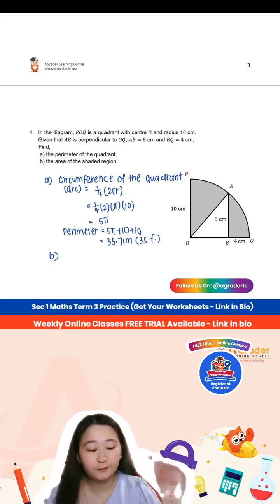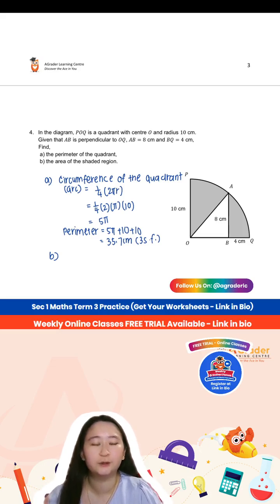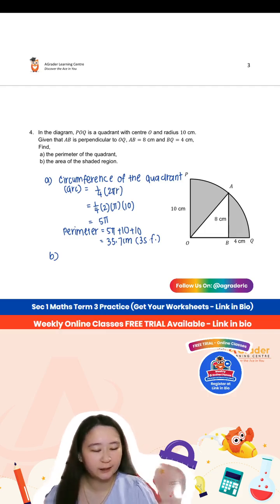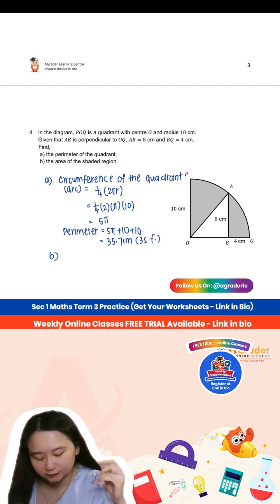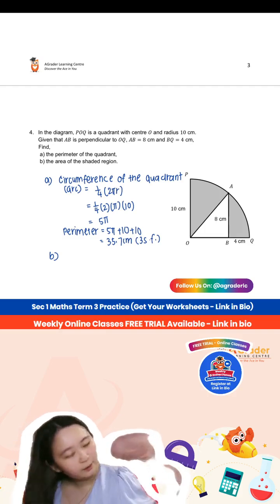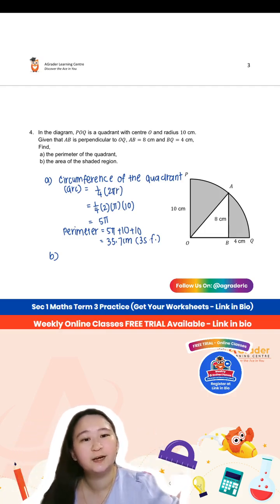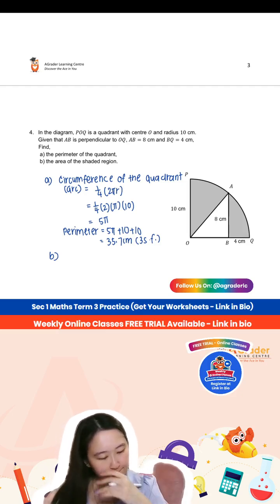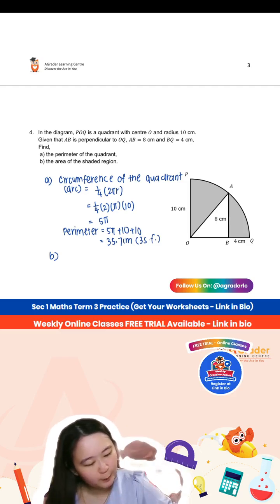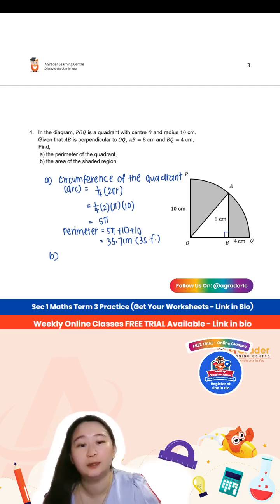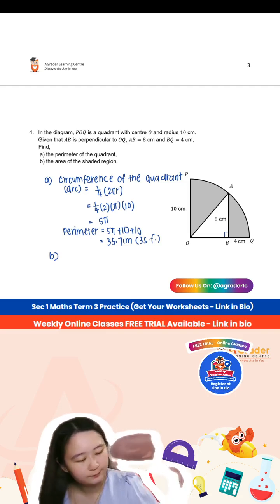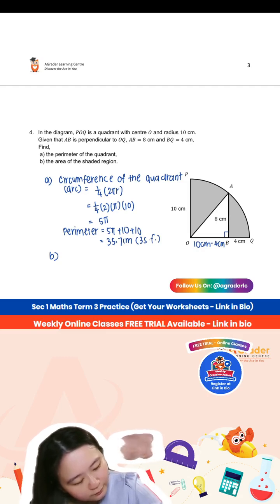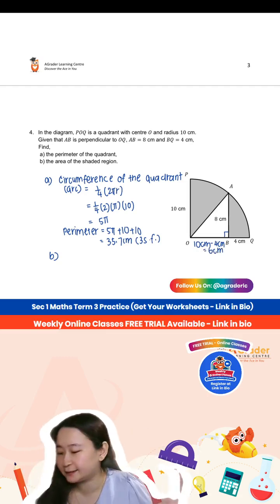Part B, find the area of the shaded region. Part B is also quite straightforward. You just need to find the area of the quadrant minus the area of the unshaded part, which is the triangle. We know the radius is 10, so we can find the base of the triangle. They tell you that AB is perpendicular to OQ, so it must be a right angle here. Then the base is just 10 cm minus 4 cm, which will give us 6 cm.